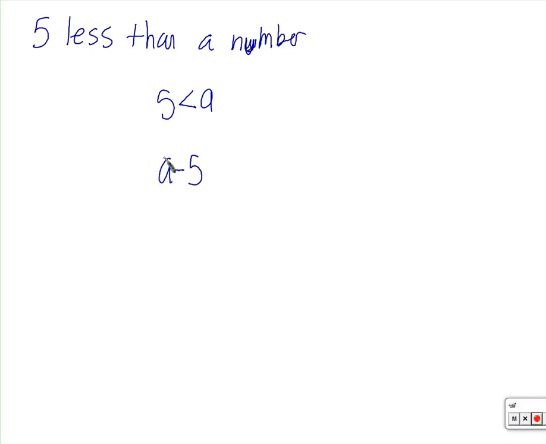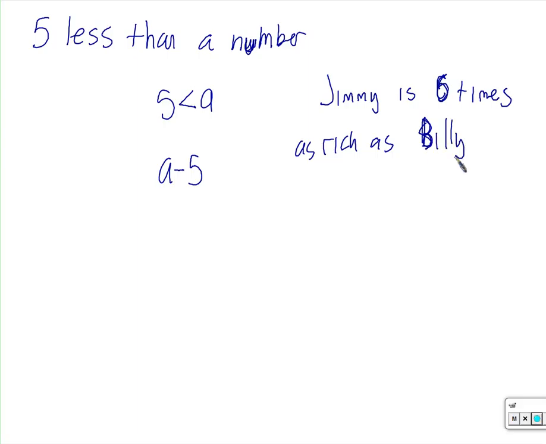Okay, let's say that Jimmy is, let's say 6 times, because we already used 5, 6 times richer, or say as rich, as Billy. So Jimmy is 6 times richer than Billy, so give me that in an algebraic expression, meaning some kind of combination of numbers and symbols and letters that represents this.